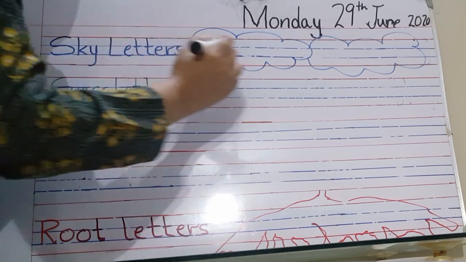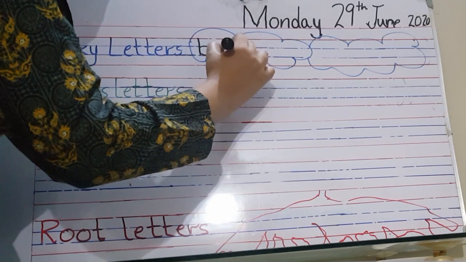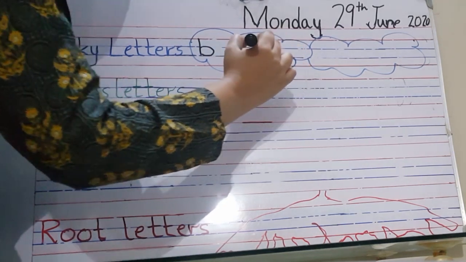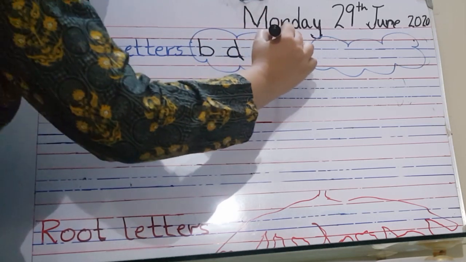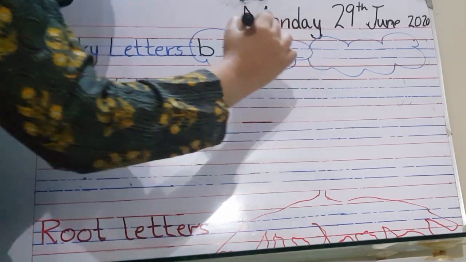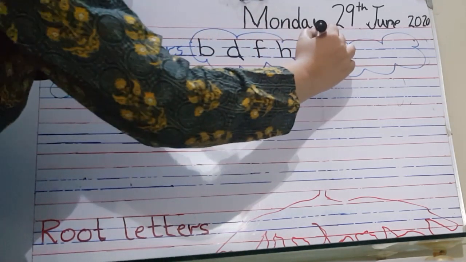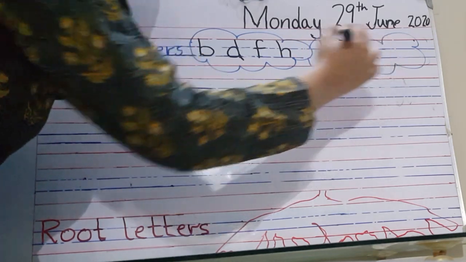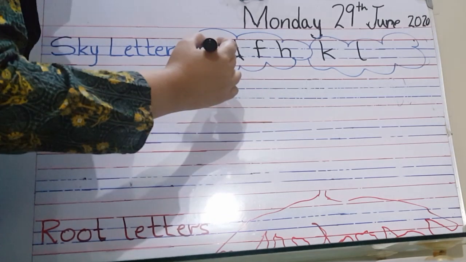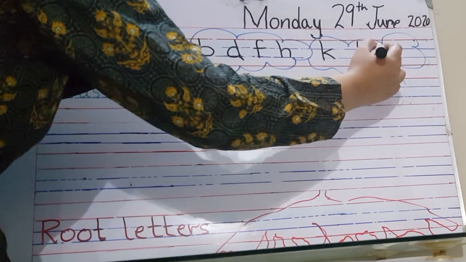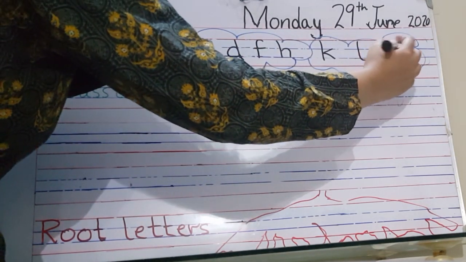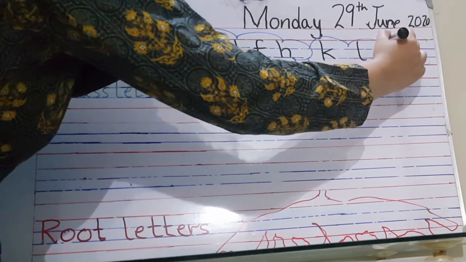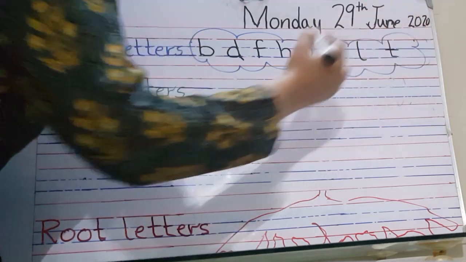Next is obviously D, F, and H, K, L. Is M a sky letter? No, because it doesn't have a stem. And T.